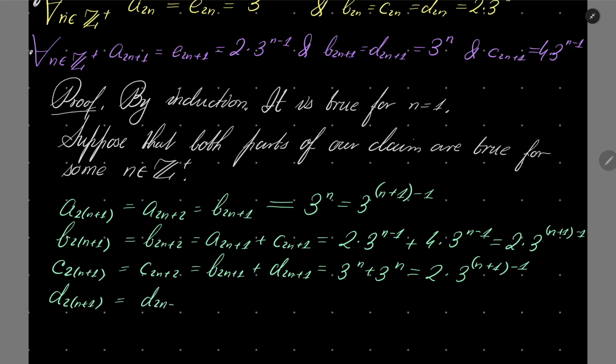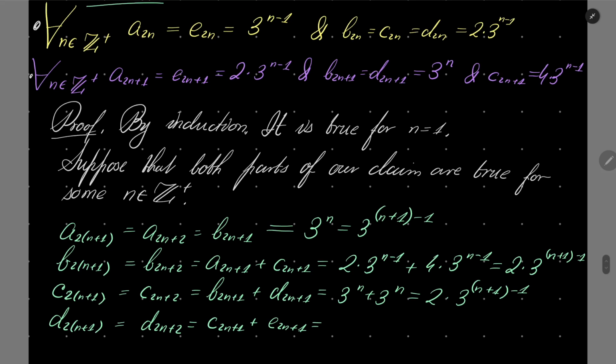d to n plus 2, and it's c to n plus 1 plus e to n plus 1. So it's c to n plus 1, it's 4 times 3 to the power n minus 1. And what about e to n plus 1? It's 2 times 3 to the power n minus 1. So it's 6 times 3 to the power n minus 1. And again, as in the second case, it's that.